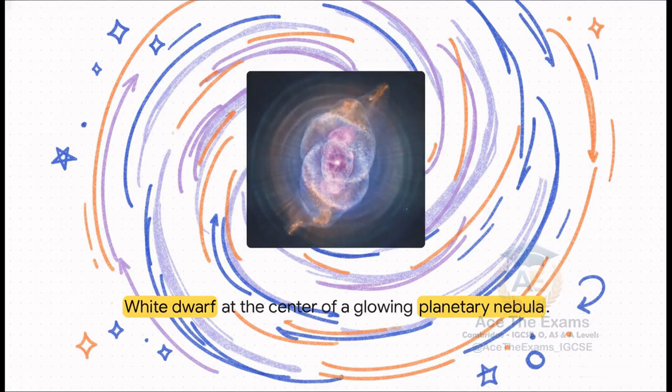Now, this phase is relatively brief. We're talking only about 10,000 years, which is a blink of an eye in cosmic terms, but it's absolutely crucial for distributing new, complex elements back out into space.